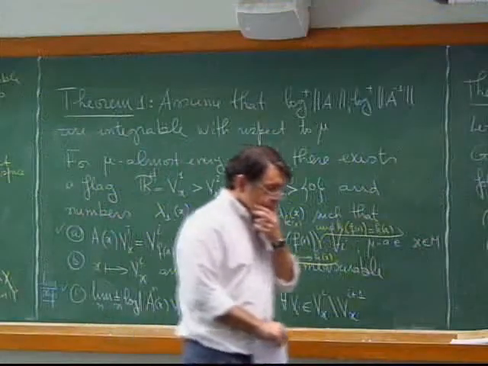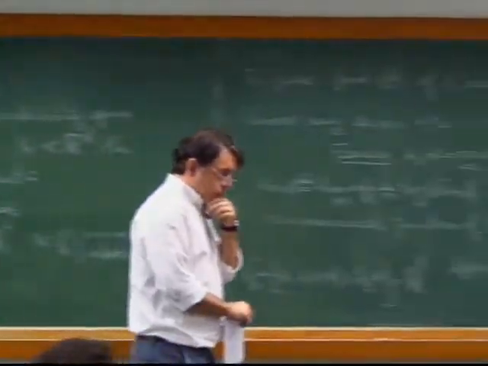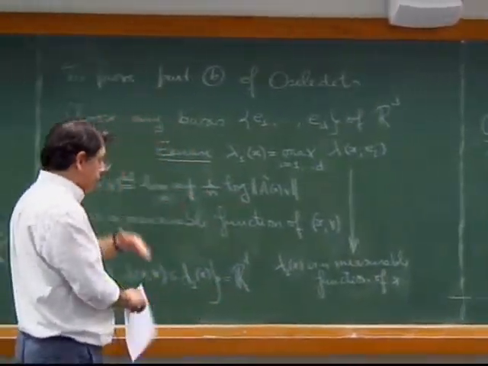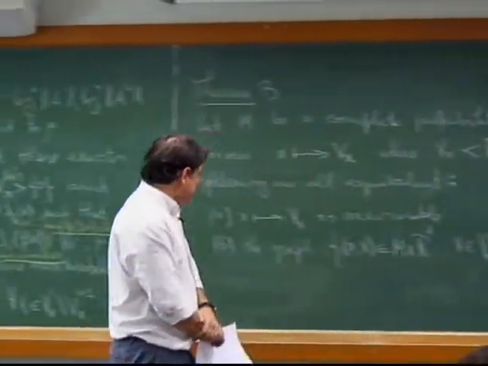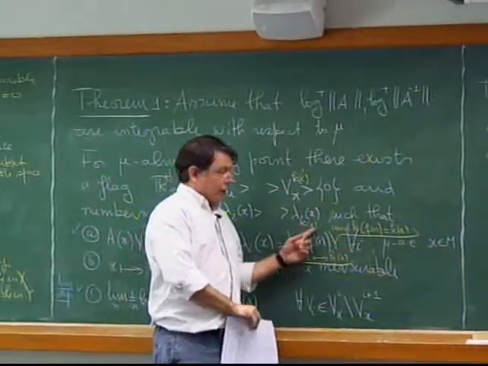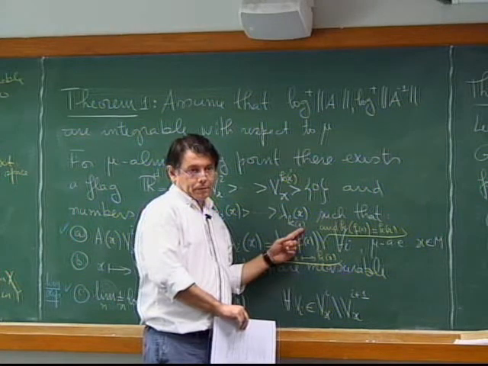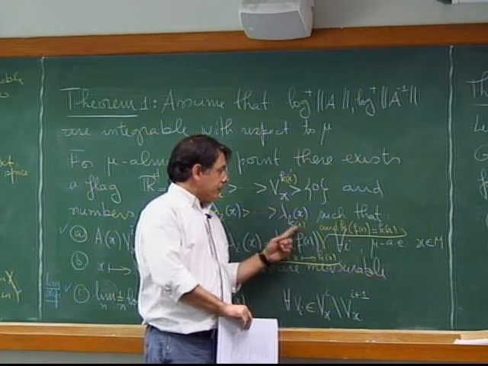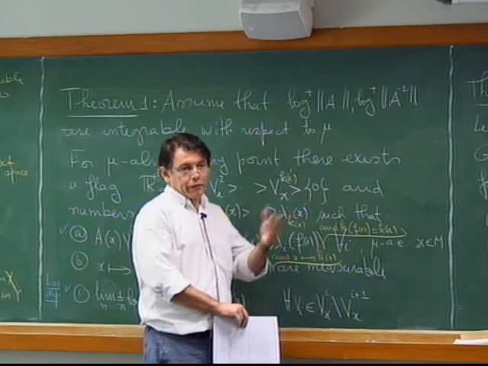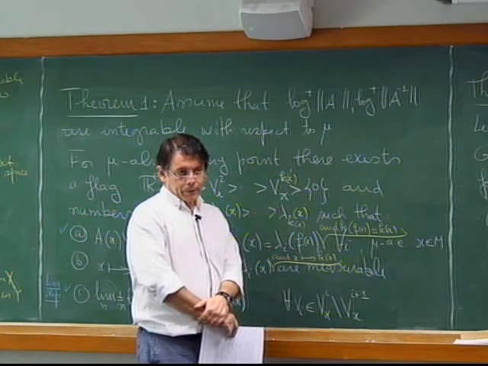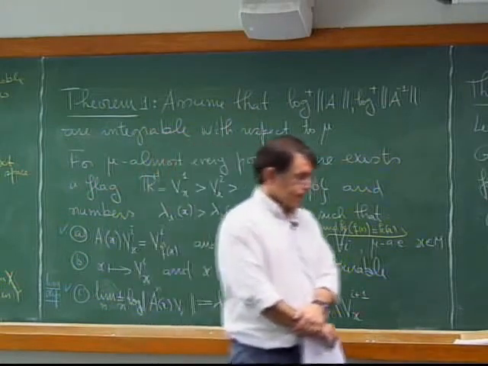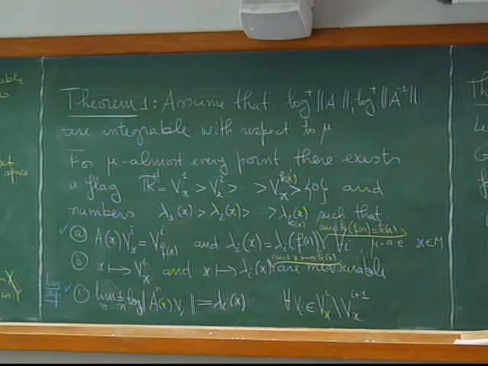But I have not been very careful. I have to be more careful. This is correct, but I have to insert things in between. And the reason is that the number k depends on x. And it could be that k is equal to 1. And then if x is such that k is equal to 1, it makes no sense to speak of V2. So I have to say something in between that. There's something missing.